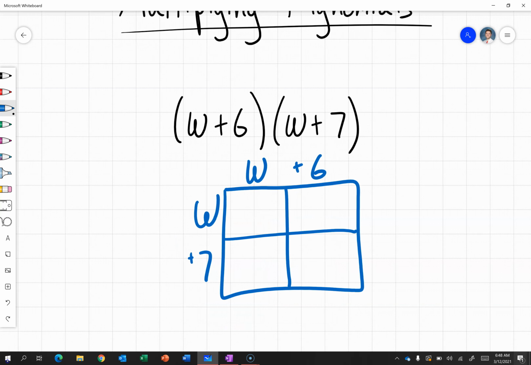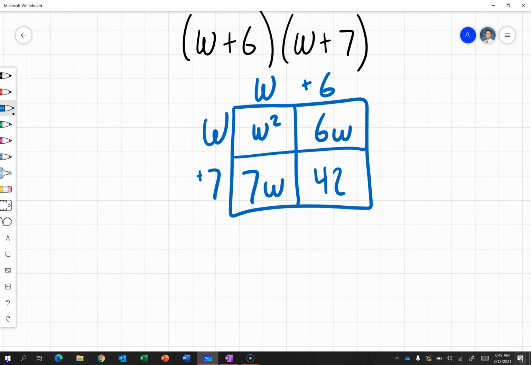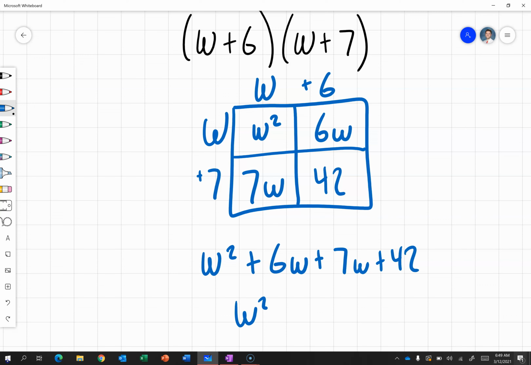So w times w would be w squared. W times 6 is 6w. W times 7 is 7w. And 7 times 6 is 42. Okay, and then we can write all of that out and then combine like terms. So we have w squared plus 6w plus 7w plus 42. So that'll be w squared plus 13w plus 42.